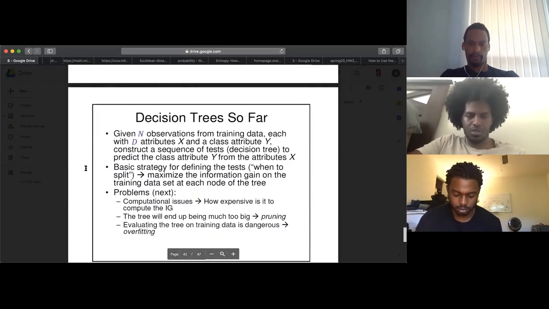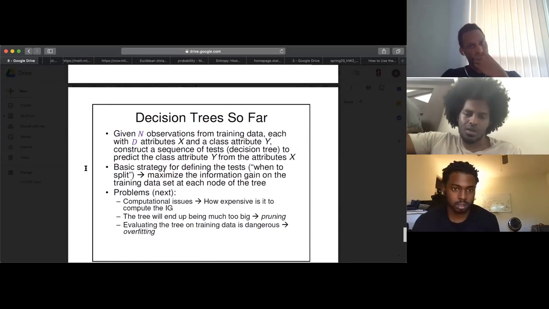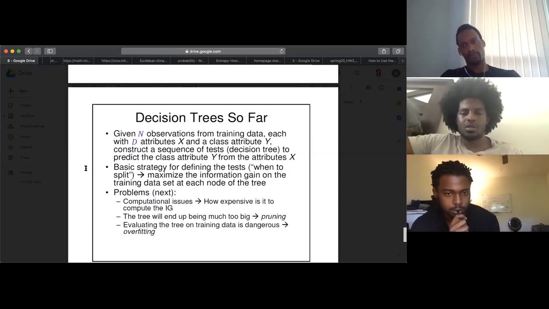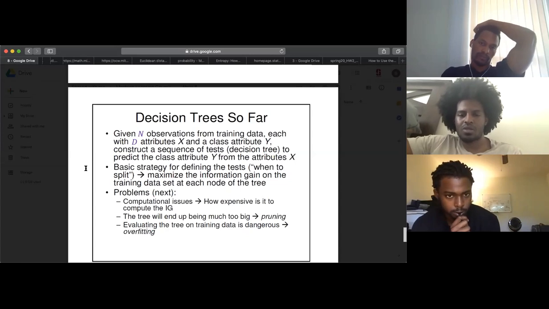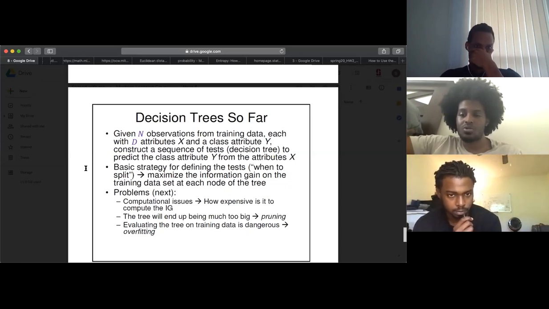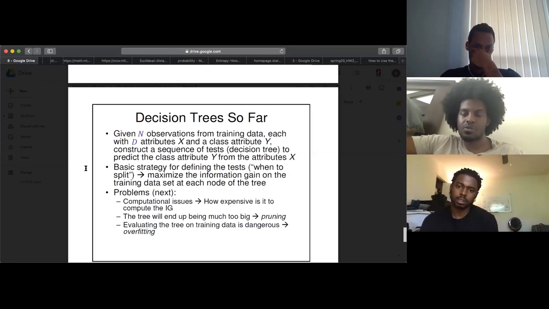So here's a summary of it. Given n observations of training data, each with dimension d, or d attributes of x and a class attribute of y, you'll construct a sequence of tests, the decision tree, to predict the class attribute y from the attributes x. This explanation makes it clear how hospitals and doctors will use decision trees to diagnose patients based on symptoms, yes or no questions of symptoms. The basic strategy for defining the tests is when to split. You're always looking for maximum information gain on the training set at each node.